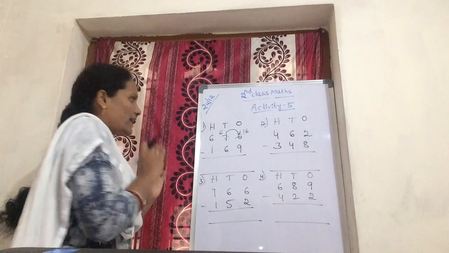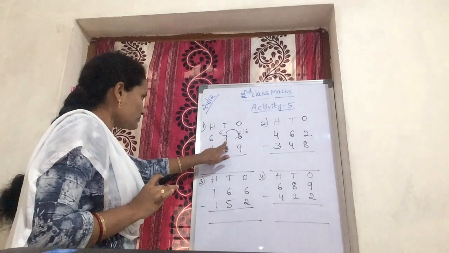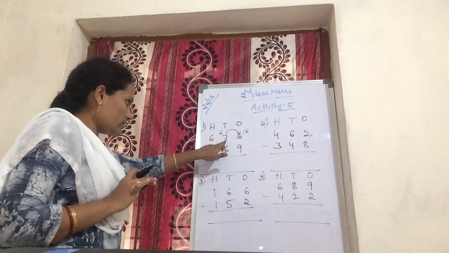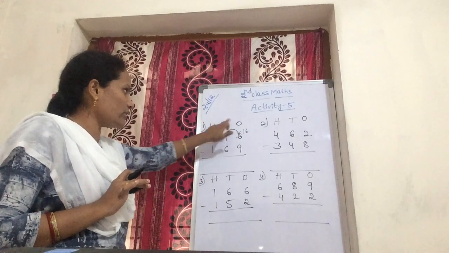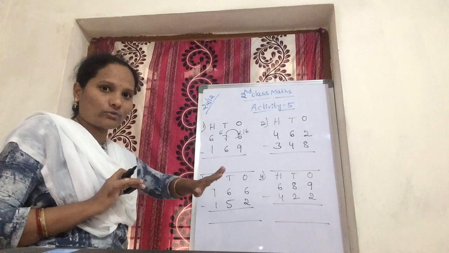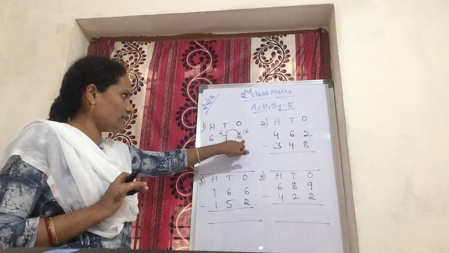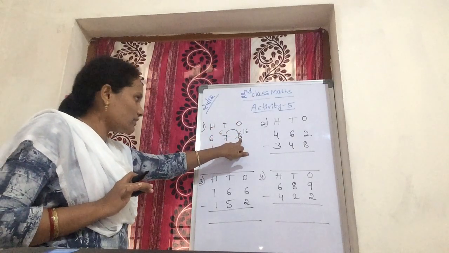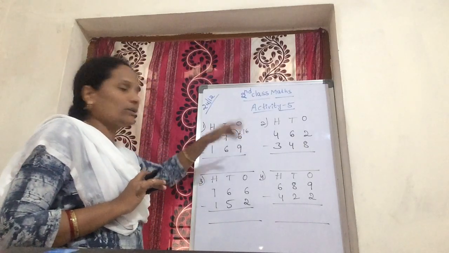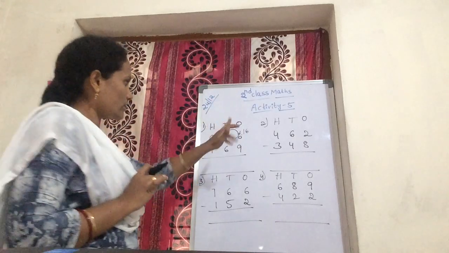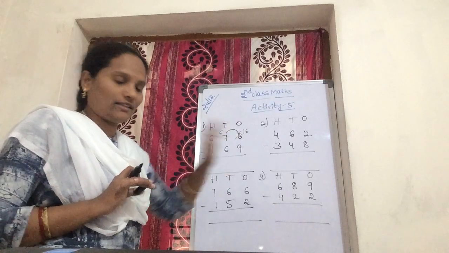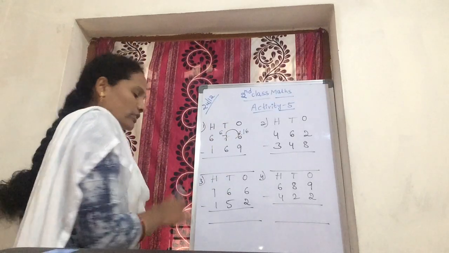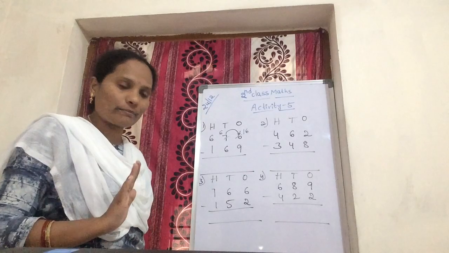After borrowing, values are changed. Where it is taking borrowing, that place is decreasing. ఇక్కడ మనం తీసుకునే borrowing place అనేది 1 decrease అయిపోతుంది. ones place లో 10 increment అవుతుంది. So 10 plus 6 is 16. You get the number 16.